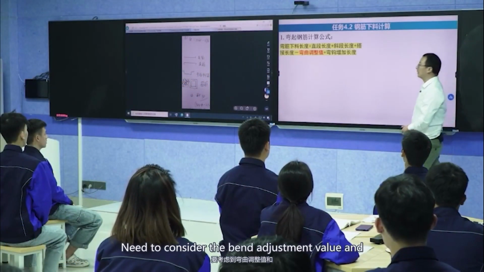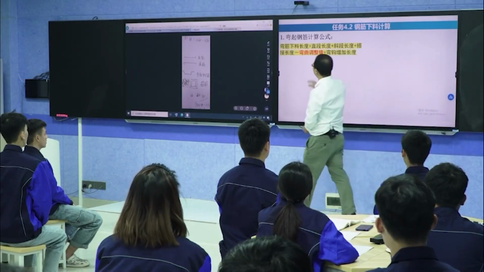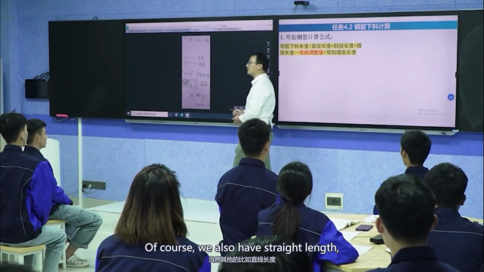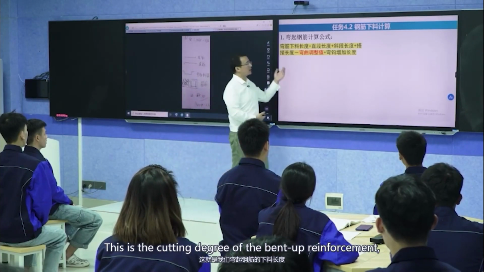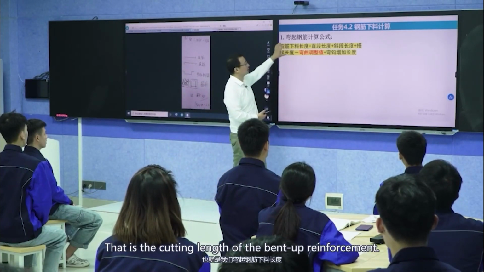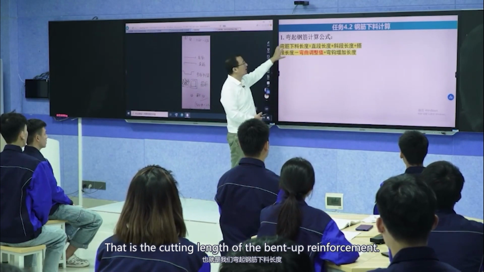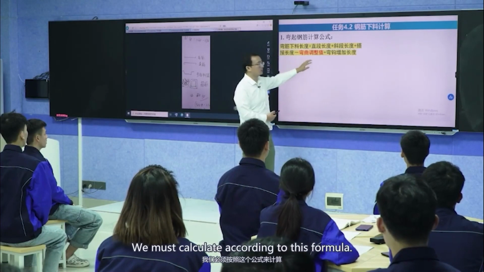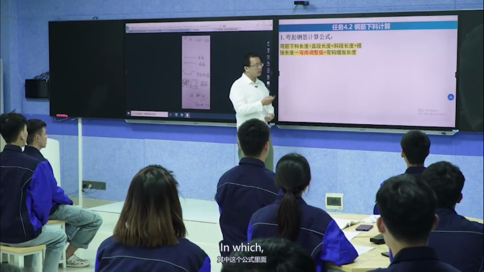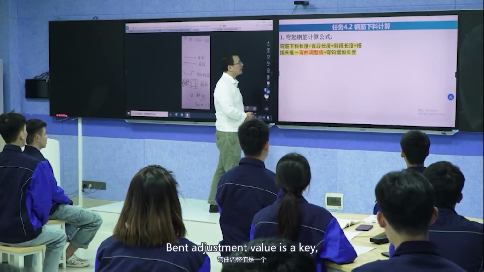We need to consider the bend adjustment value and the length increased by hook. Of course, we also have straight length and diagonal length. This is the cutting length of the bent-up reinforcement. You can't follow the dimensions in the drawing directly. We must calculate according to this formula, in which the bend adjustment value is key.